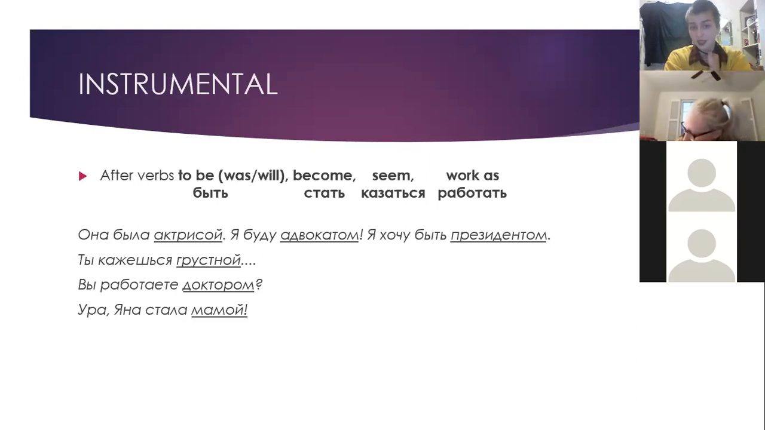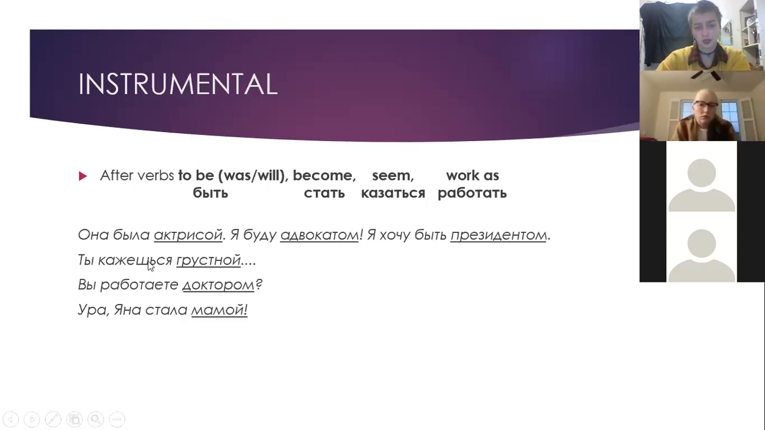Become, стать, seem, казаться, and to work as someone, работать, not to have a profession. Она была актрисой. She was an actress. Я буду адвокатом. I will be a lawyer. Я хочу быть президентом. All of these situations where быть is explicit.